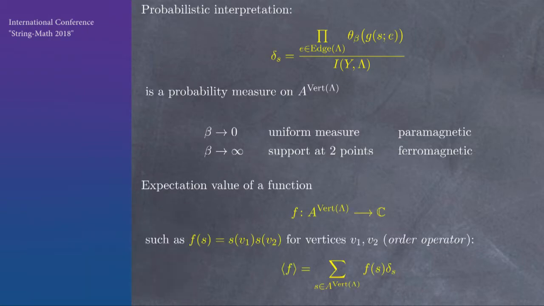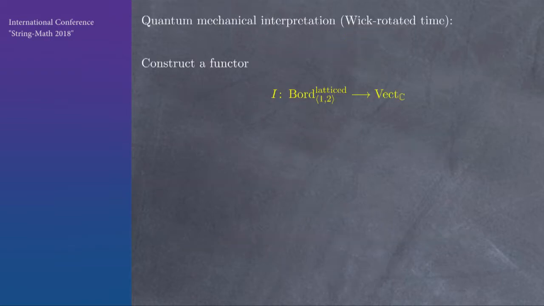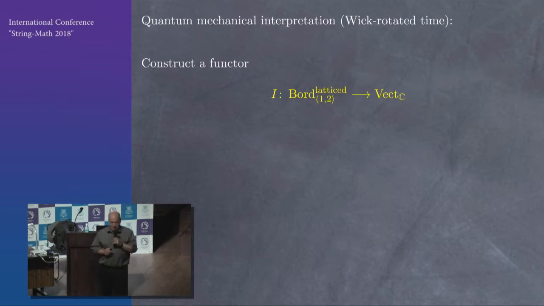Of course, we can take not just the partition function, but the expectation value of a function. So for example, here we can take the correlation function of two spins and average it, and that's called an order operator in the Ising model. The interpretation that I'll use, rather, is a quantum mechanical interpretation, and we'll say it in the same language that we talked about field theories, namely as a map.